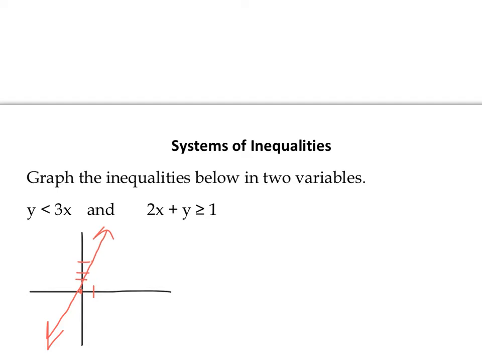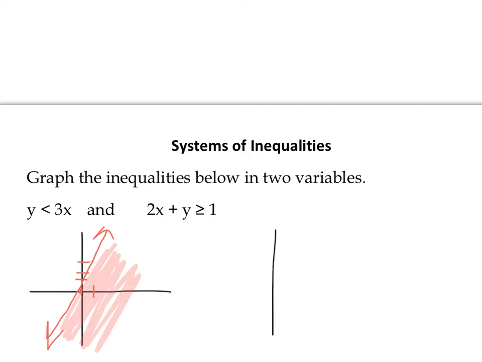So we might want to test a point like 1, 0 right here. So we test the point 1, 0 and plug that in. We'd find out that it's true, and we could shade then this part of the graph where 1, 0 is located.